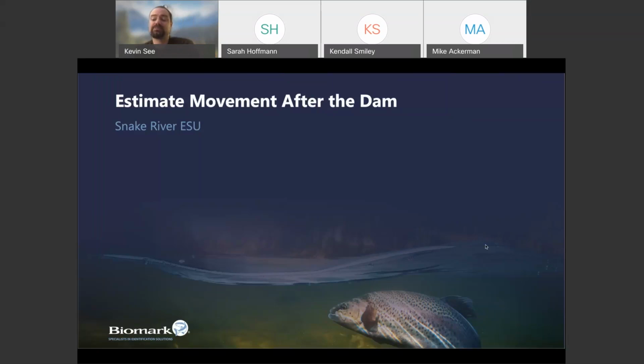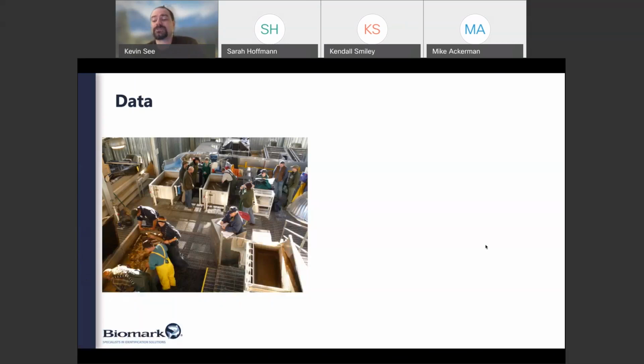Moving on to the next portion, where do they go from after the dam? So how can we estimate movement beyond Lower Granite Dam into the Snake River ESU? So for the data for this is coming back to that fish trap. As I mentioned, fish are falling in and they're being measured, meaning that all kinds of different ways. You can take the length, you can take the weight, you can take a genetic sample, you can take a scale sample, and analyze all of that after the fact.